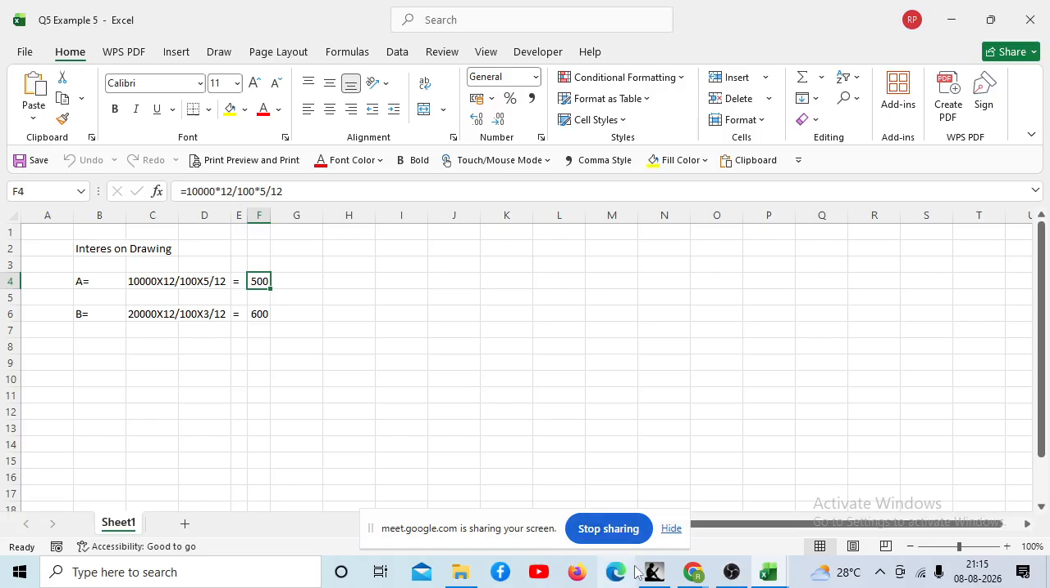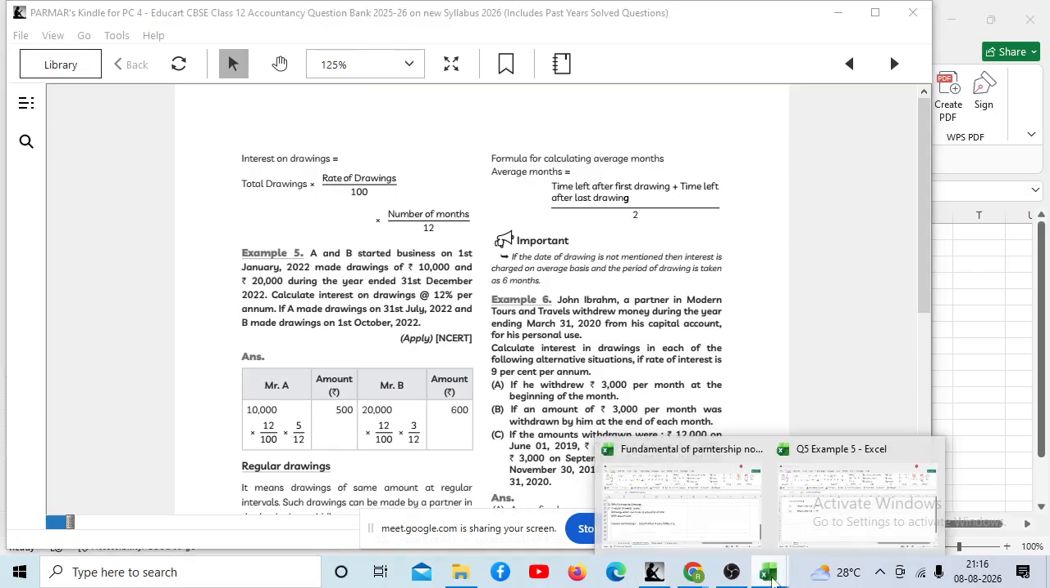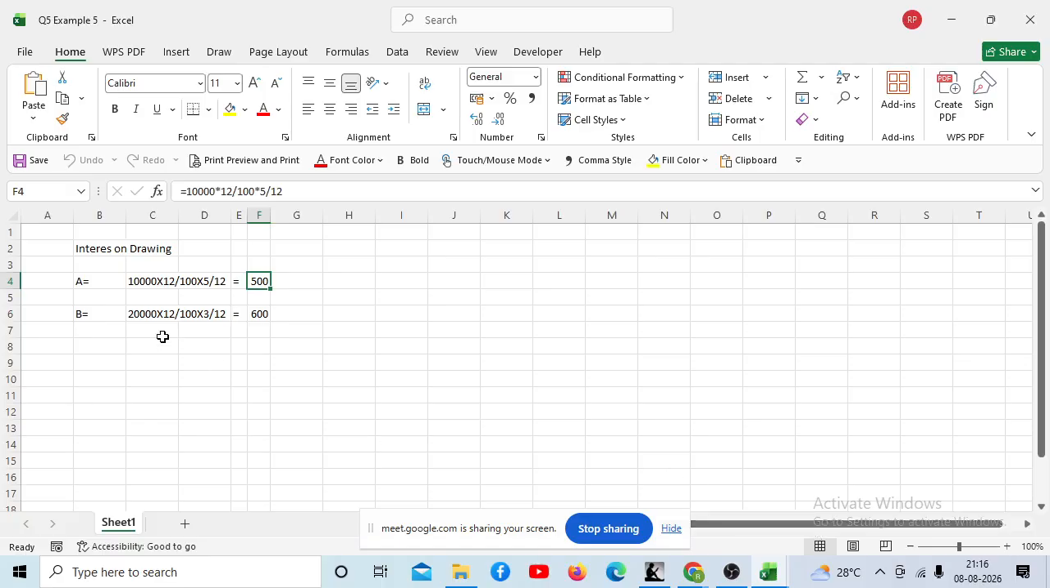Similarly, we will calculate it for B now, right? Now see how much B has withdrawn. B has withdrawn 20,000. On that also the interest rate will be 12%. So 20,000 into 12 divided by 100. And then B has withdrawn on October. Now since it is 1st October, the month of October will also be counted. So it will be October, November, December, 3 months, because the year ending is December. So it will be 20,000 into 12 upon 100 into 3 upon 12, and the answer comes to 600.